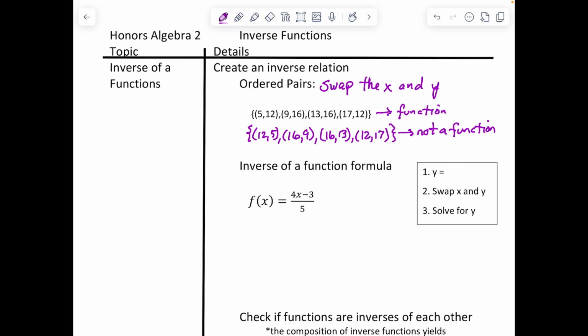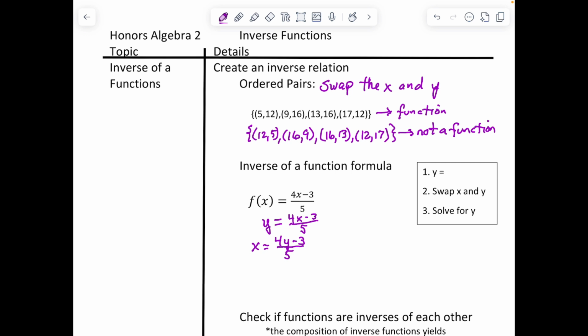Now let's go ahead and talk about how to do the inverse of a function formula. So if you have, for instance, this example, f of x equals the quantity 4x minus 3 all over 5, the steps are written in the box over here. You're going to switch the f of x equals into y equals. So we'll make it y equals 4x minus 3 over 5. And then, just like before, you swap the x and the y. So you make it x equals 4y minus 3 over 5.